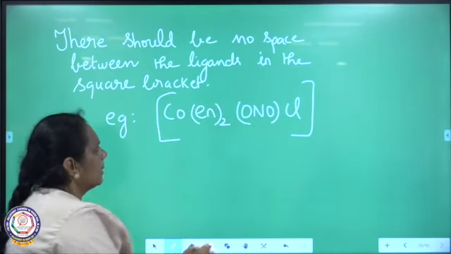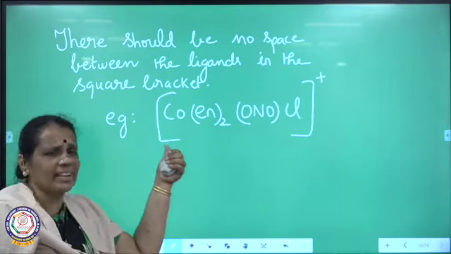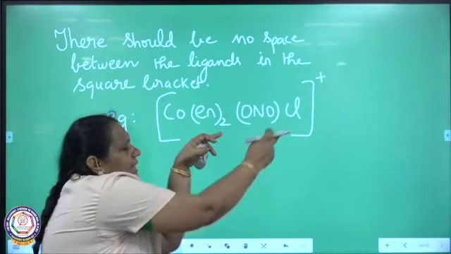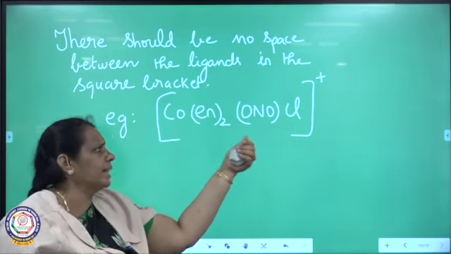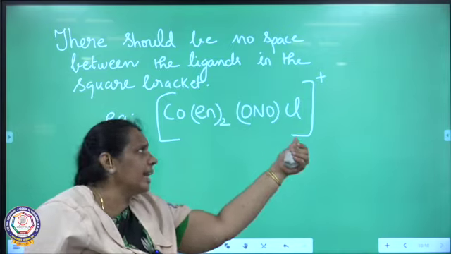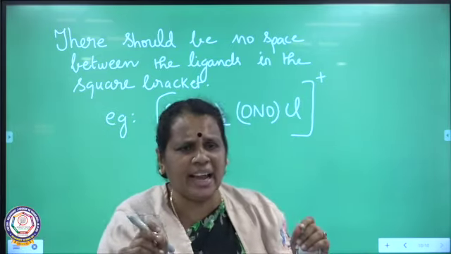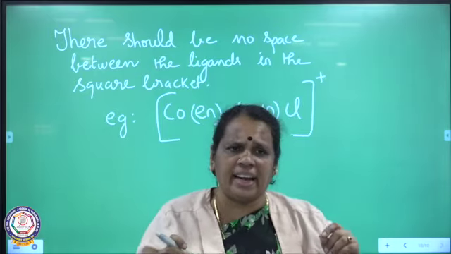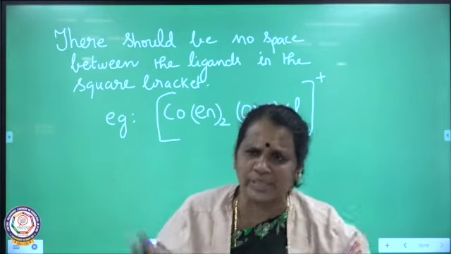See this complex? Here cobalt is the central metal ion. There are many ligands I have written inside the square bracket. One is ethylenediamine, the other one is nitrito, the other ligand is Cl. So we need not leave space between the ligands in the coordination entity or in the square bracket. So this is one more rule. The last rule is remaining.